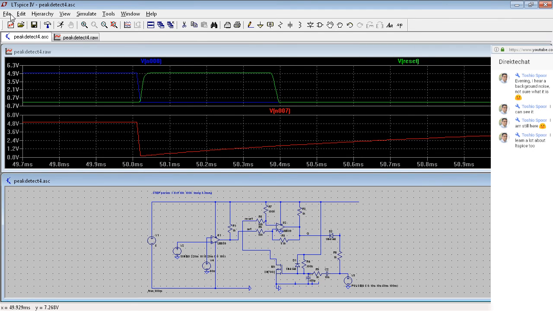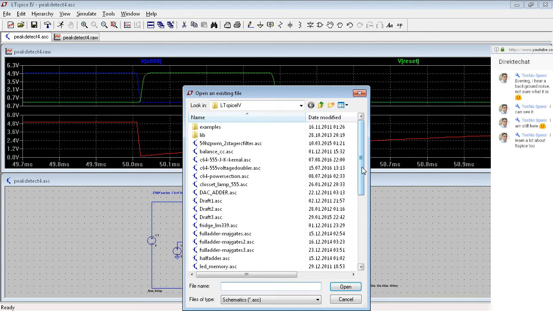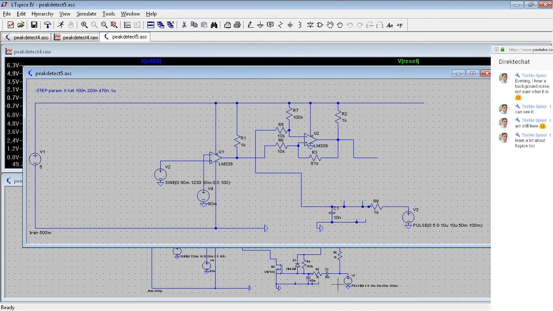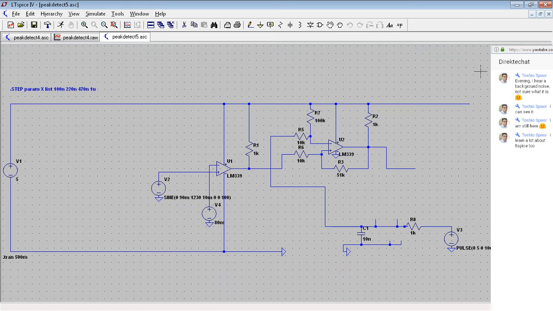And let's look at number 5. I don't remember why I wanted to make number 5, but what I haven't done here. Okay, I still have this set reset latch. I no longer have this transistor over here. Why is that? I think I went away from this one because, yeah, I'm not finished actually.